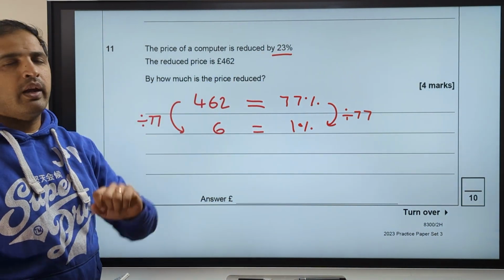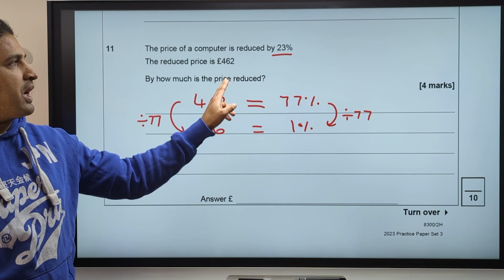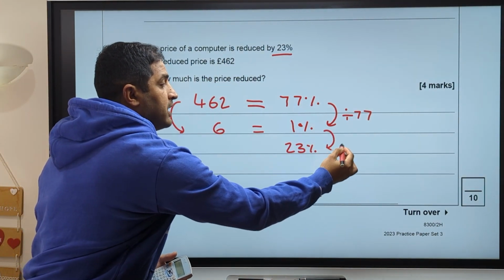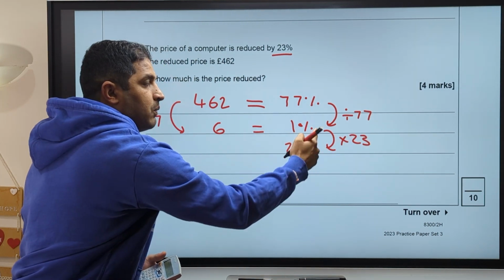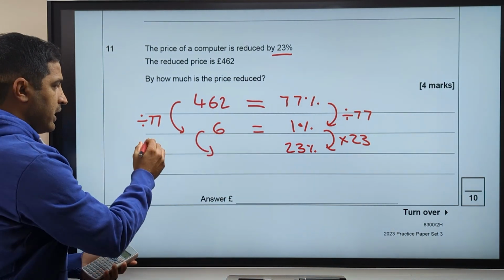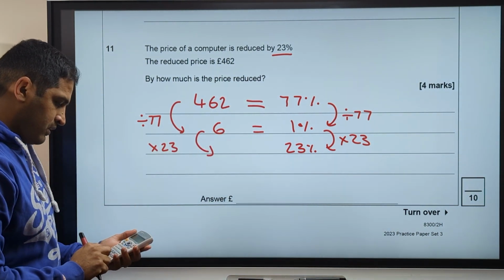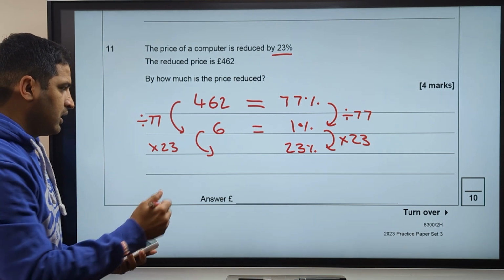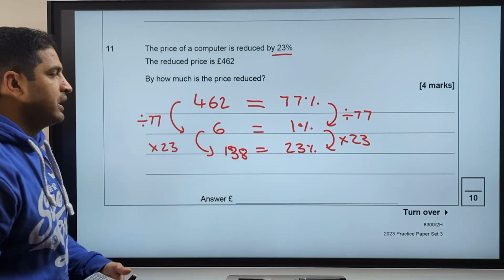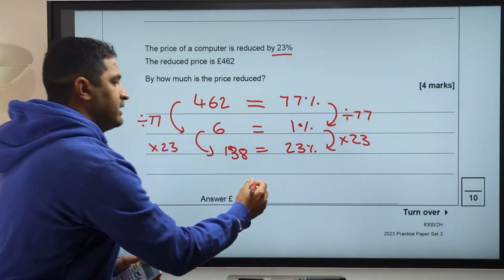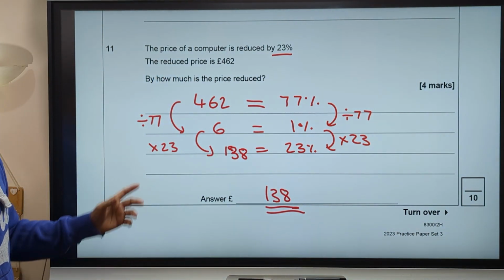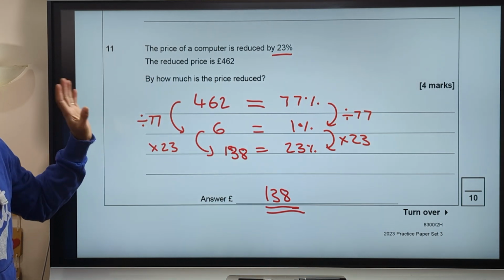And we reduced it by 23. So that's what we want to work out. How much has the price been reduced? So we want to work out 23%. So from 1% to 23%, I'm multiplying by 23. So 6 times 23 would be 138. So 23% is 138. So we have reduced that price by 138. That was your 4th mark. So 4 marks for not a lot of work in a way.